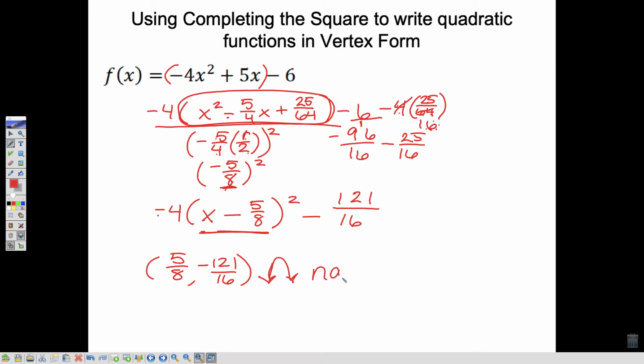Why does it get narrower? Because it's a negative. It's smaller than 1. No, it's bigger than 1. The absolute value is bigger than 1.